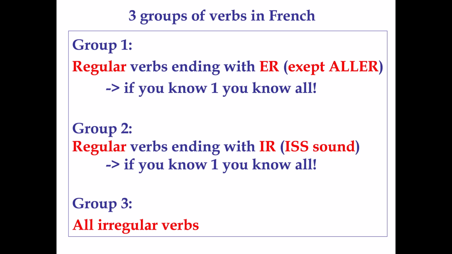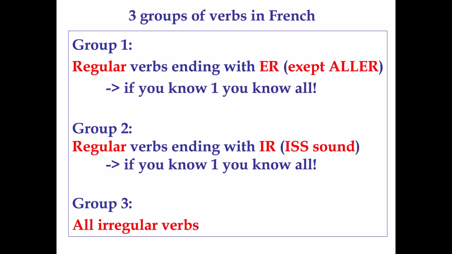To resume, there are three groups of verbs in French. Group 1 are all regular verbs ending with ER except aller. The great news is that if you know how to conjugate only one verb from Group 1, you can conjugate all verbs from Group 1. We will learn how to conjugate verbs from Group 1 in an upcoming video.